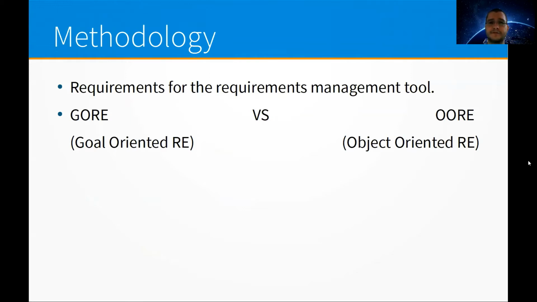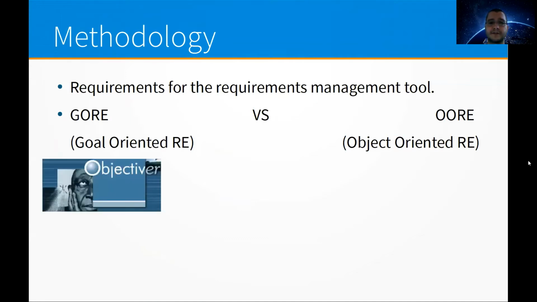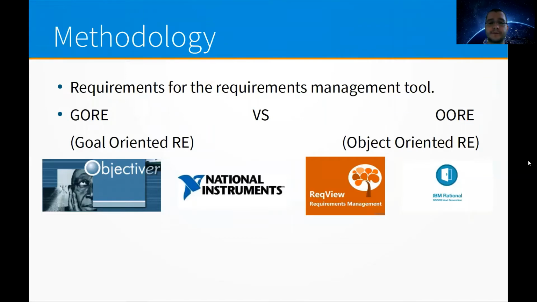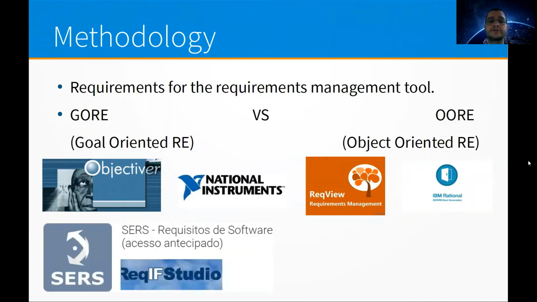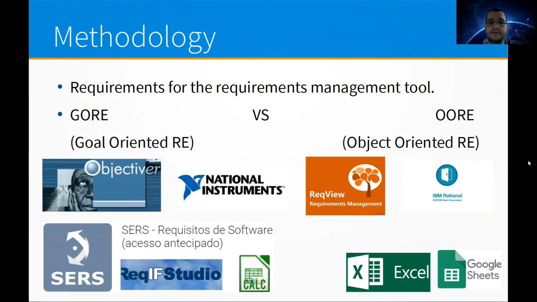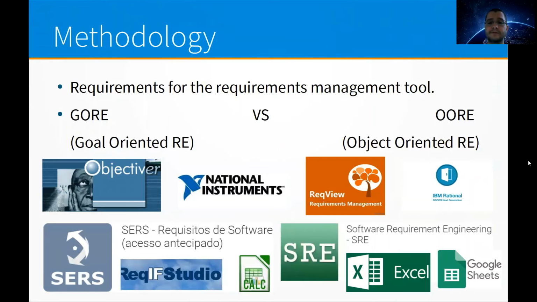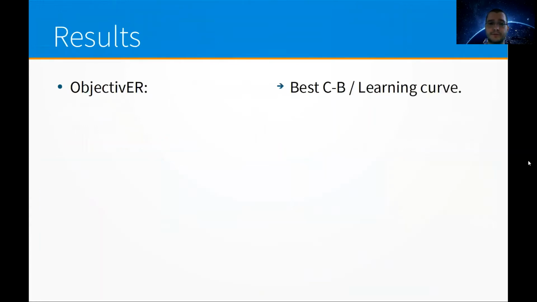And you can check for the differences between the goal-oriented and the object-oriented methods. In the first case, we have analyzed Objectiver, and in the second case, we have analyzed Requirements Gateway, RecView, and Rational DOORS. We have also analyzed two free software, which are SERS and HackF Studio, together with three spreadsheet solutions, LibreOffice Calc, Microsoft Excel, and Google Sheets. At last, we have looked at the software requirement engineering, another solution in the App Store.